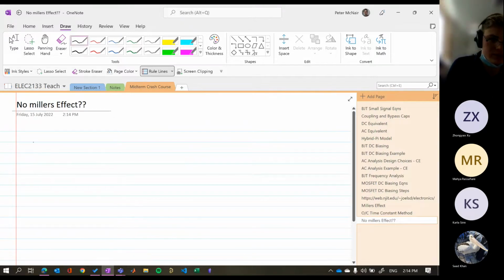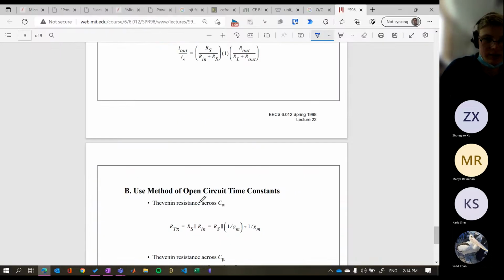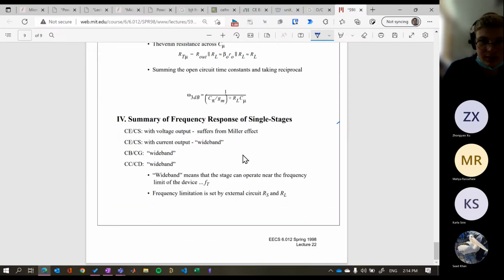There are a few ways. So as we see here, we get Miller's effect when we're using our classic common emitter or common source for MOSFETs. So common emitter inherently has a capacitance between the base and the collector, the C mu.